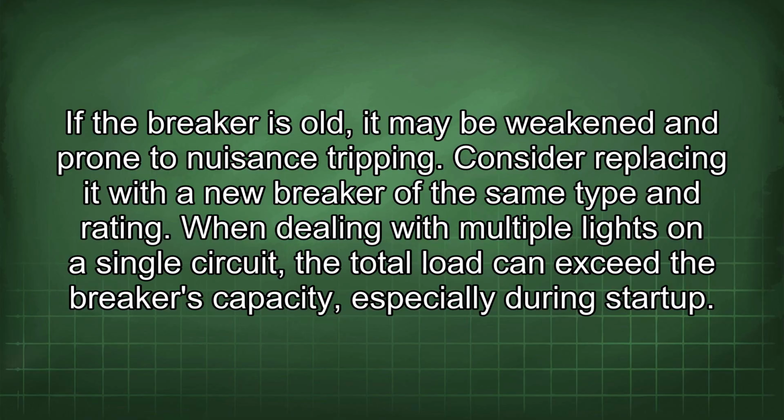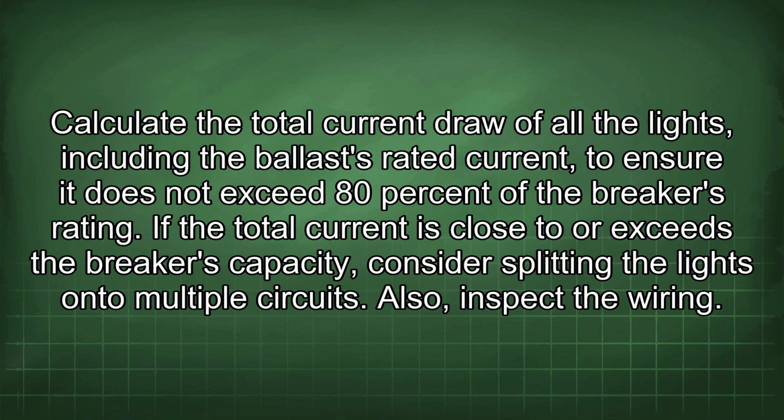When dealing with multiple lights on a single circuit, the total load can exceed the breaker's capacity, especially during startup. Calculate the total current draw of all the lights, including the ballast rated current, to ensure it does not exceed 80% of the breaker's rating. If the total current is close to or exceeds the breaker's capacity, consider splitting the lights onto multiple circuits.